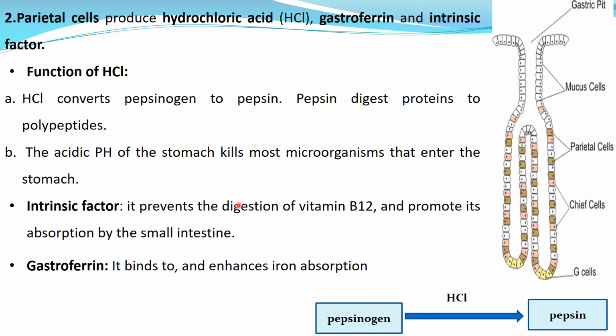The other agent secreted by the parietal cells is called the intrinsic factor. Intrinsic factor prevents the digestion of what? Well, let us say it is involved with vitamin B12 absorption, and it prevents the digestion of vitamin B12.